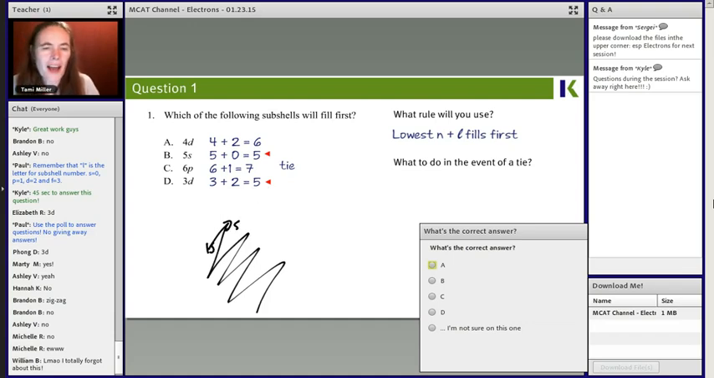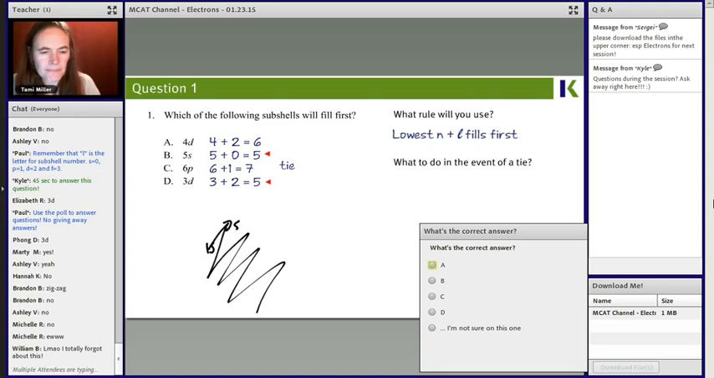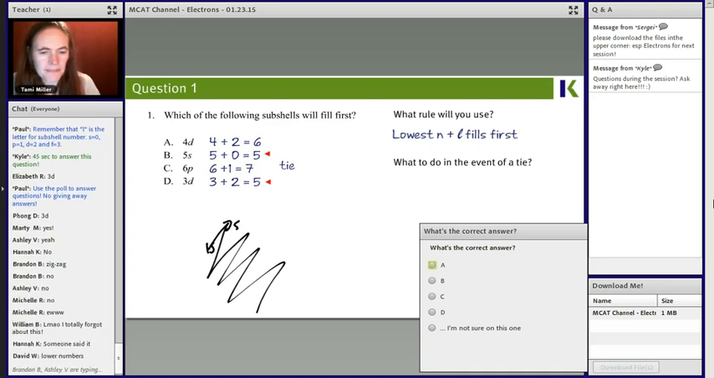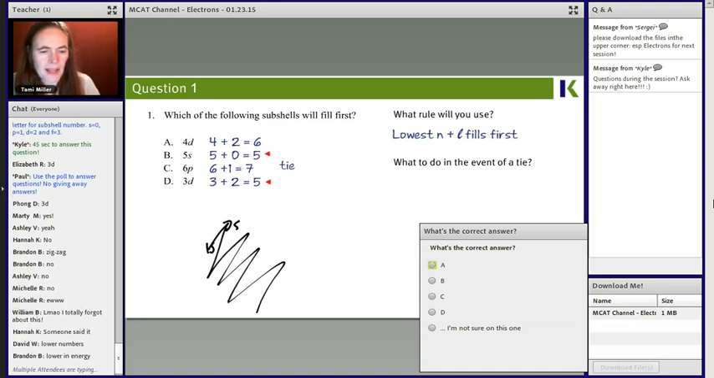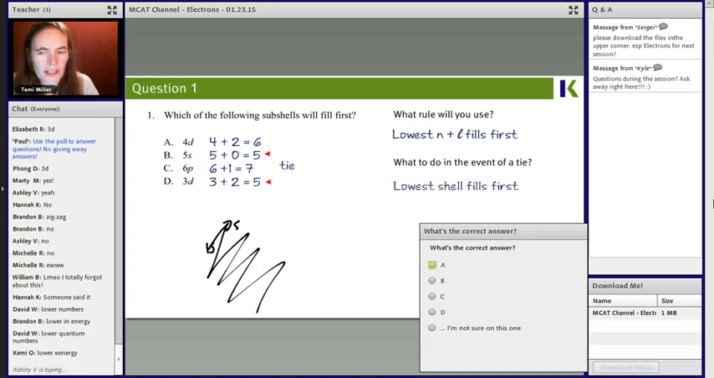In our tie here, everyone picked 3D. Why did you pick 3D over 5S? It is the lower energy level. The lowest shell will absolutely fill first. Love it. Perfect. You guys got it.